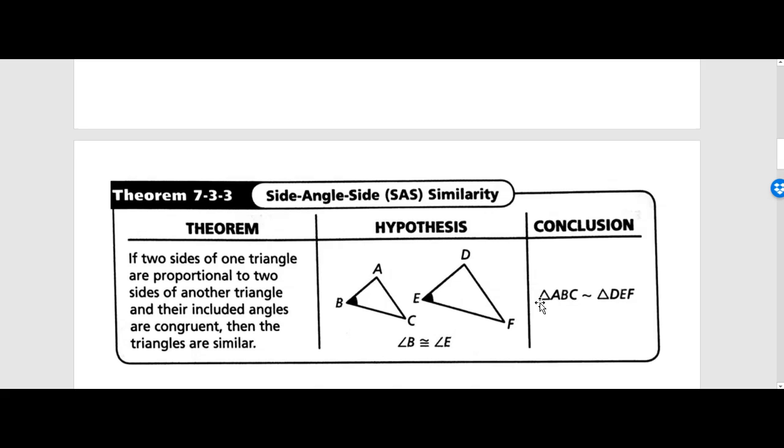Second criteria, side-angle-side, SAS similarity. If 2 sides of one triangle are proportional to 2 sides of another triangle, and their included angles are congruent, then the triangles are similar. So again, we just have to make sure that the angles are in between the 2 sides that we are looking at. We also have to make sure that these 2 sets of sides have the same scale factor.